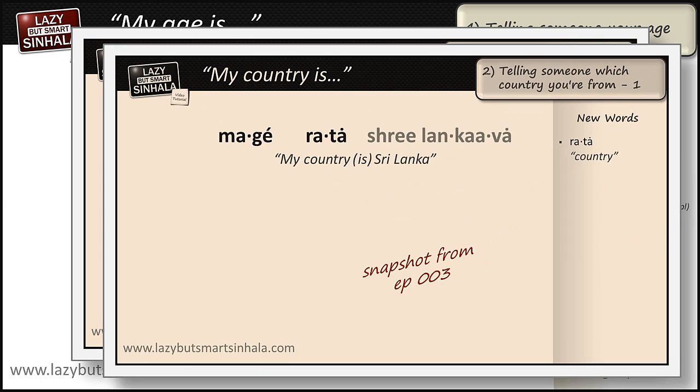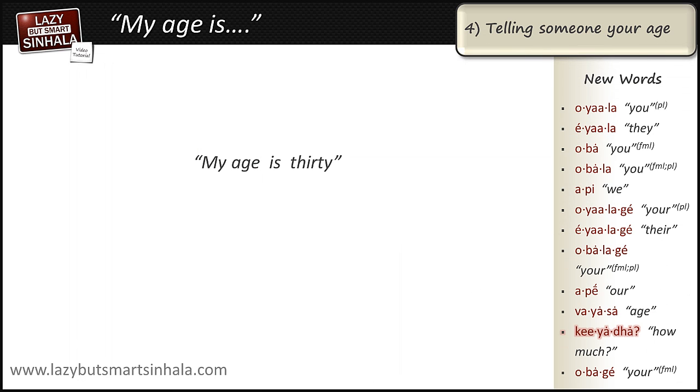In episode 3, you learned how to say my country is Sri Lanka, which was Mage rata Sri Lankava, where once again the word is was implied and the sentence literally read my country Sri Lanka. So when saying my age is 30, we now know that the word is will be implied and that we need to create a sentence that literally reads my age 30.